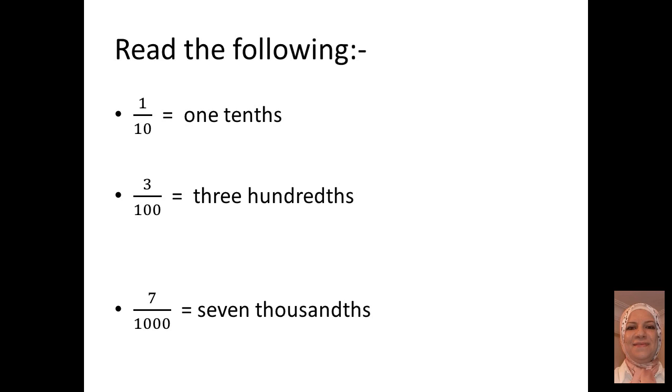The second fraction is 3/100, which is 3 parts out of a whole 100. The third fraction is 7 thousandths. Yes, it's 7 parts out of a whole thousand. We know that this fraction's value is so small. Why? Because it's just a few parts out of a whole.